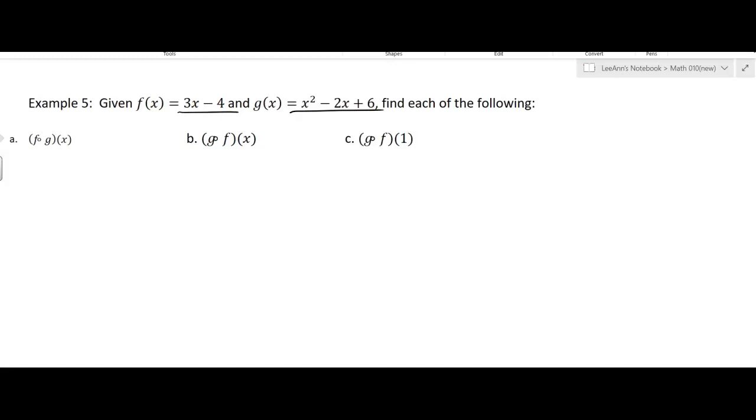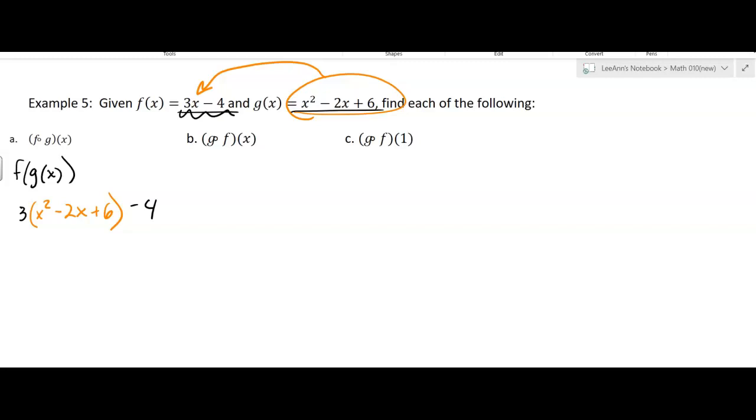So when I want to do f compose g of x, or f of g of x, what I'm doing is I'm taking g of x, and I'm going to put it in for x into the other function. So it looks like this, 3 times x squared minus 2x plus 6, and then it's going to be minus 4. So I'm writing this function, but I'm taking x out and putting in g of x. Okay, so it's visual. If you can see it, great. And then I'm just going to distribute and simplify. So I get 3x squared minus 6x plus 14.